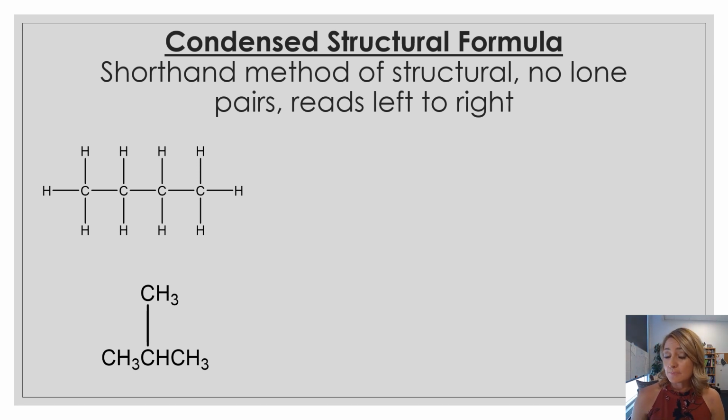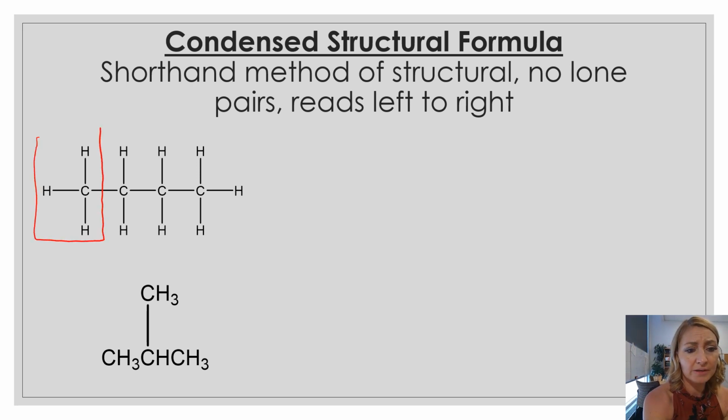This is a shorthand method of structural formulas. We're still not going to show lone pairs on here, but it's going to read from left to right, and it's going to be a condensed version of this. So when you're first learning how to do this, my recommendation to you is to go from left to right and draw boxes around your carbons. So here I have a carbon. Okay, this is my first box. This is a carbon connected to 3 hydrogens.